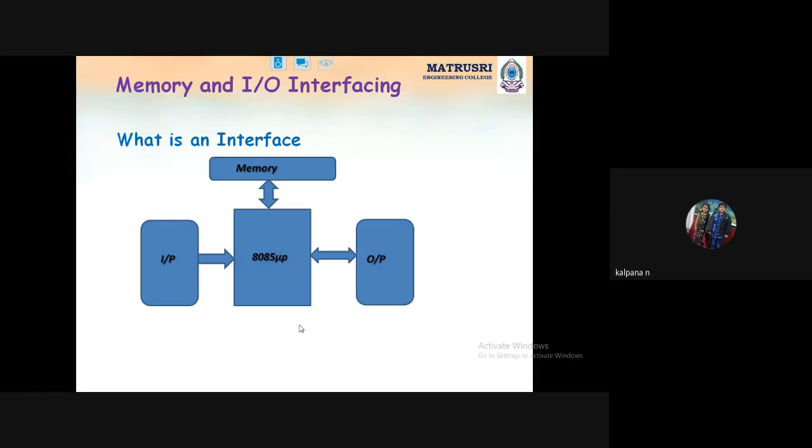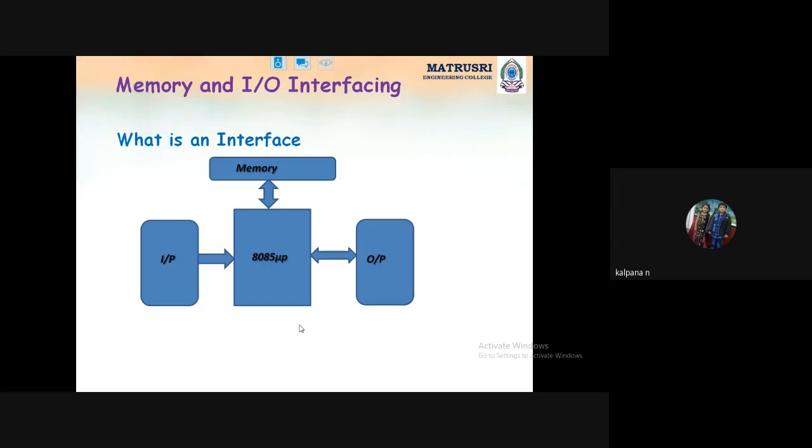In this diagram, I have drawn input, output, and memory as examples. Other than these, we can connect other devices also, like an LED or a keyboard. Any application, anything we can connect. So interfacing means what?